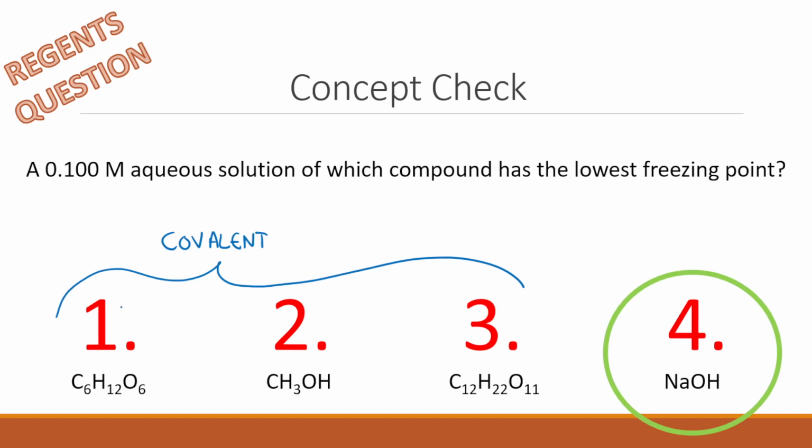This dissolves in water and makes one thing. This dissolves in water and makes one thing. This dissolves in water and makes one thing. This dissolves in water and makes 2 things, because it becomes Na plus and OH minus. It becomes 2 ions. 2 dissolved things is greater than one dissolved thing, making choice 4 our answer here.